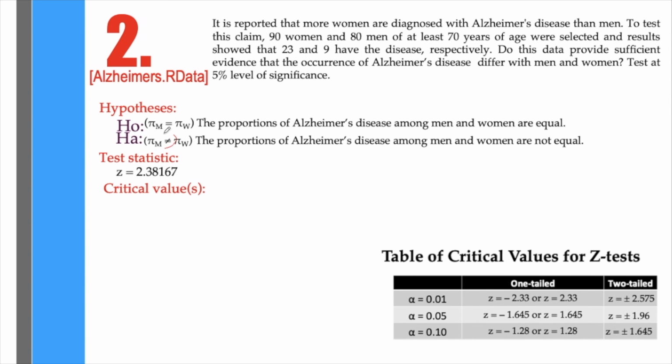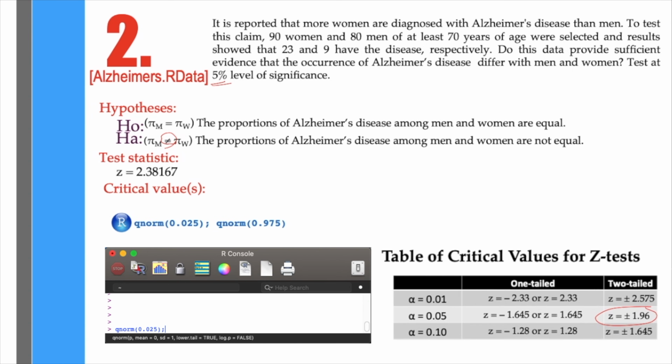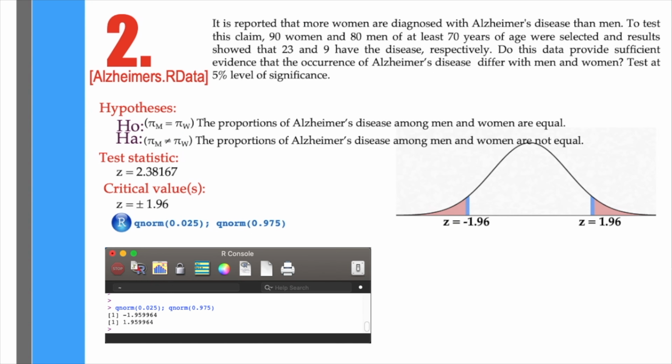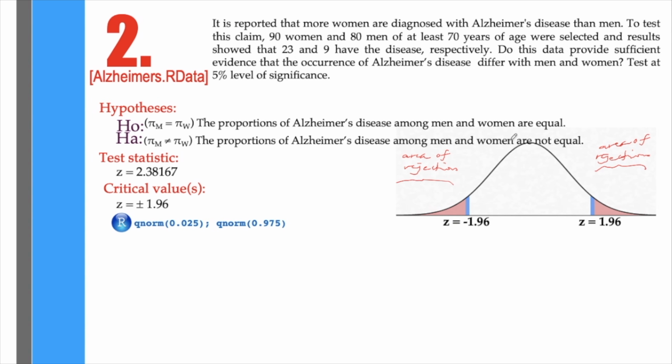And since we performed a two-tailed test here at alpha 0.05, then our critical value is positive and negative 1.96, which may be computed using qnorm of 0.025 and qnorm of 0.975, which again sets this part of the normal distribution as the area of rejection, indicating that the area on the two sides of the tails are both 0.025, so that when added together, that gives us 0.05.